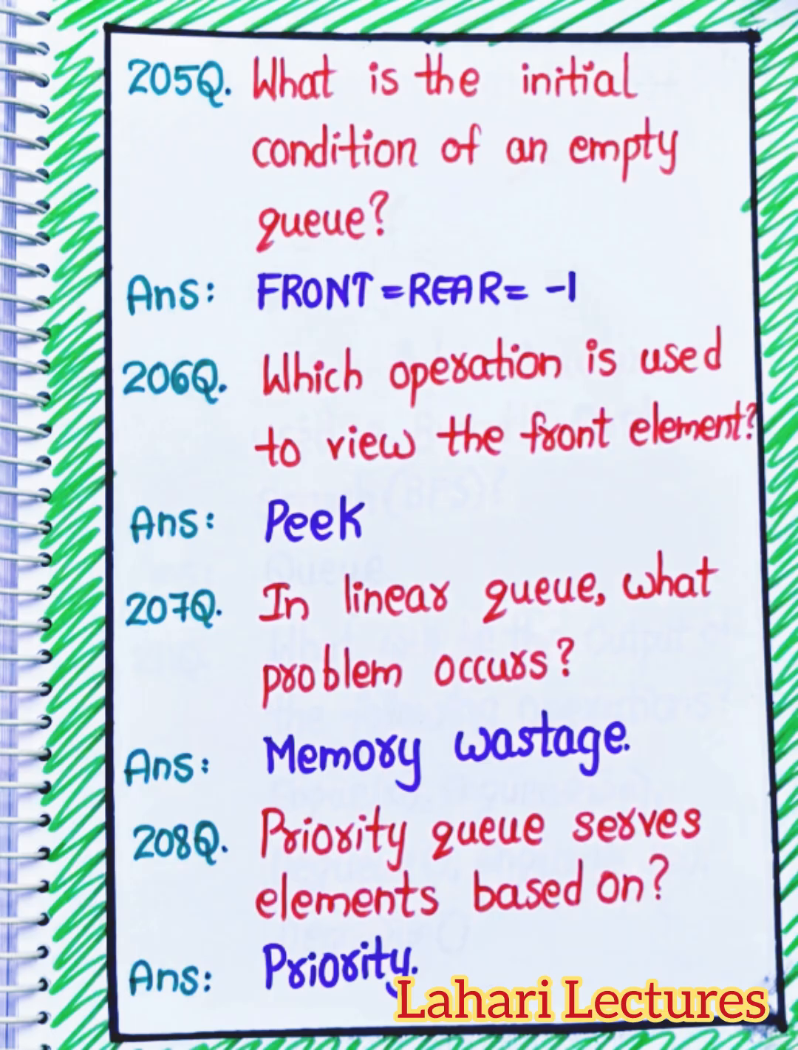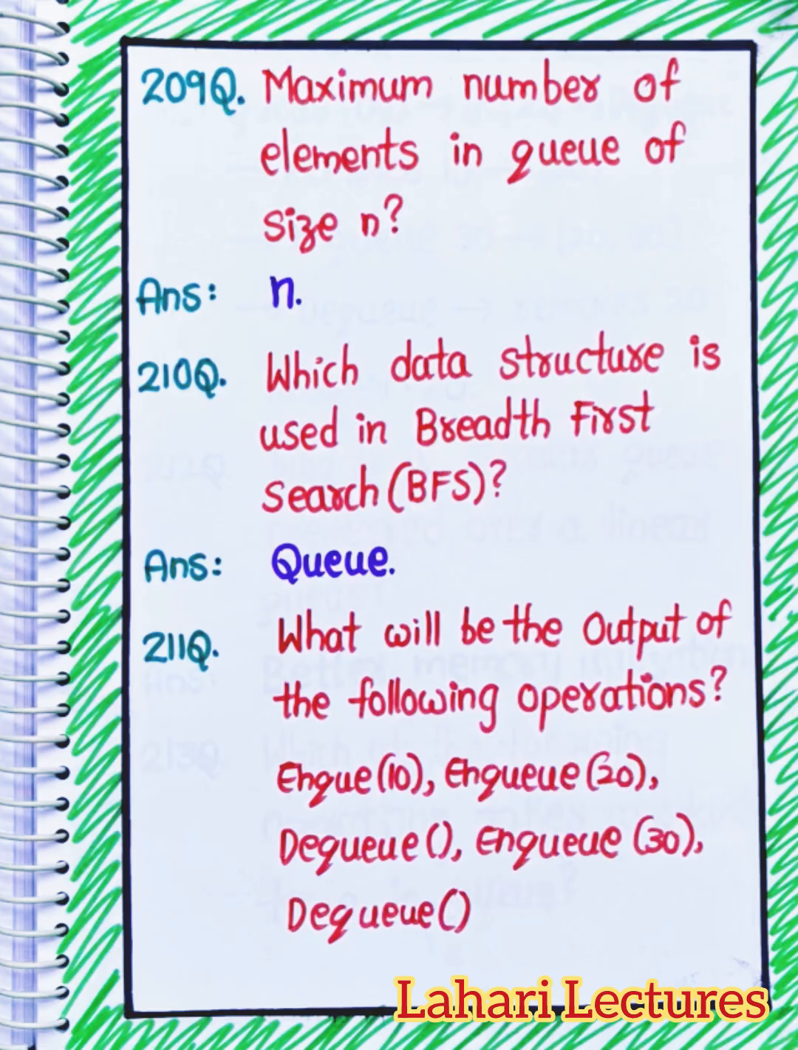Memory wastage. Next, priority queue serves elements based on priority. Maximum number of elements in queue of size n is n. Next question. Which data structure is used in breadth first search? Queue. Next question. What will be the output of the following operation?